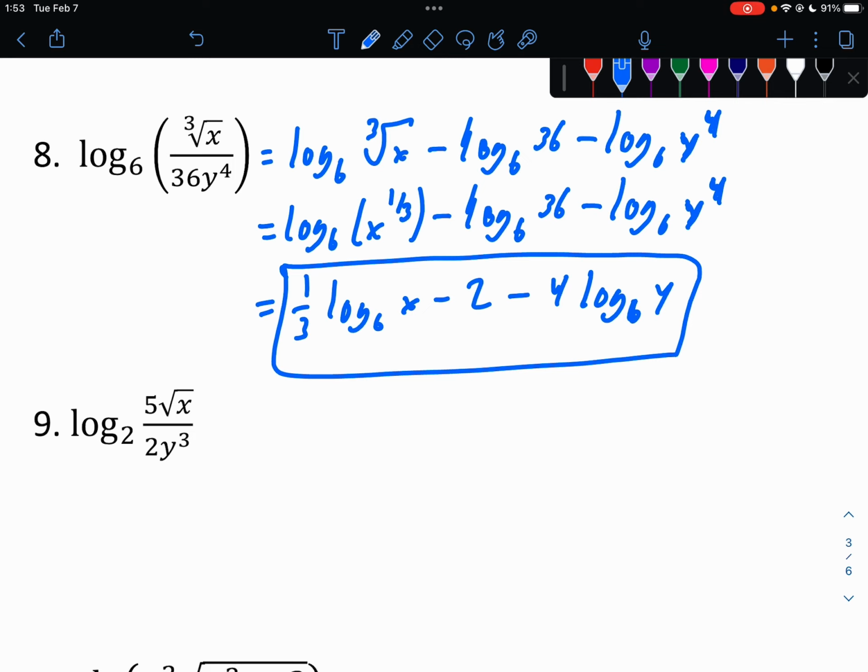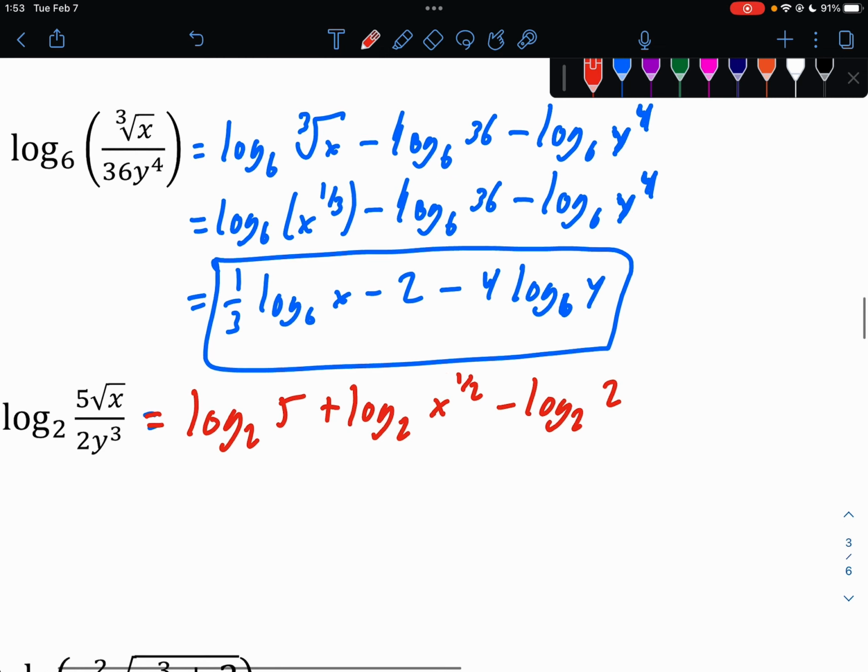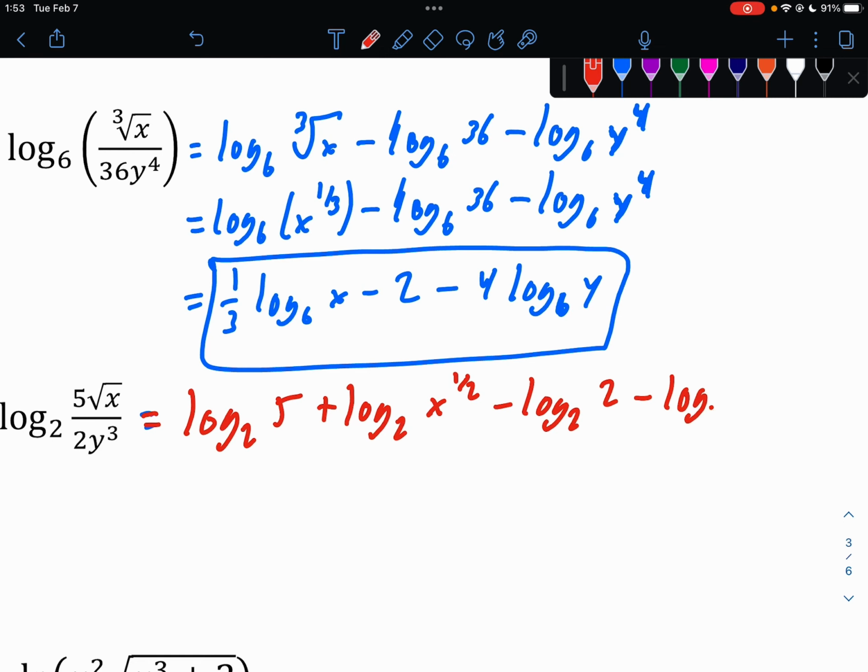Number 9. So we have four factors here that we can split into four terms. 2 are in the numerator, 2 are in the denominator. I'm going to start doing a couple things at once here, so hopefully you can follow along. Log base 2 of 5 plus log base 2 of x to the 1/2 minus log base 2 of 2 minus log base 2 of y cubed.